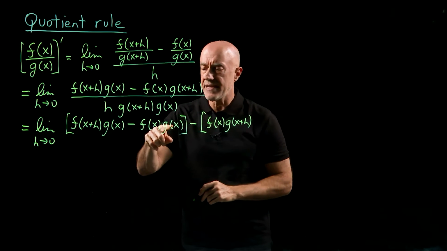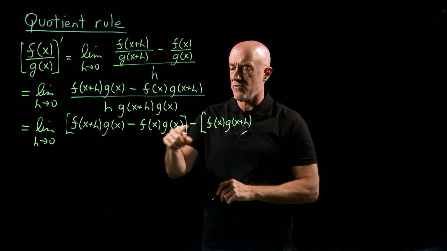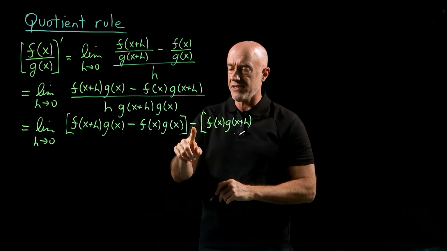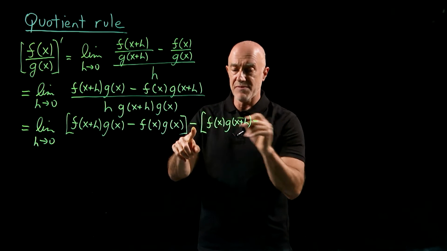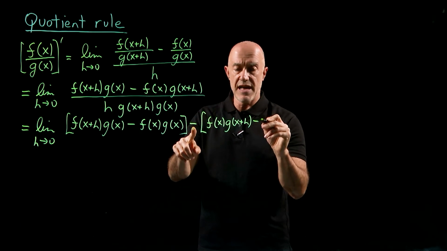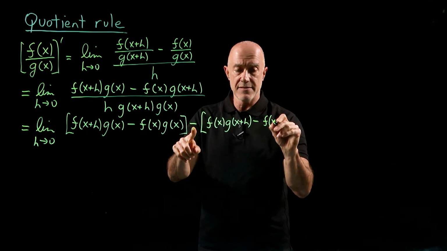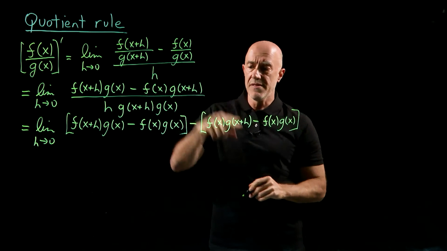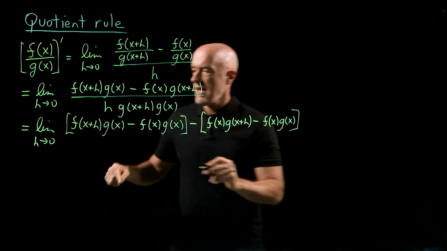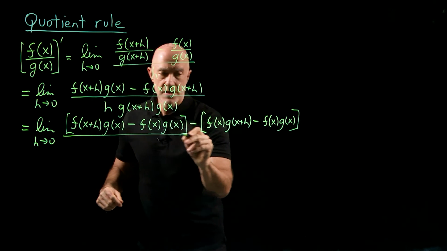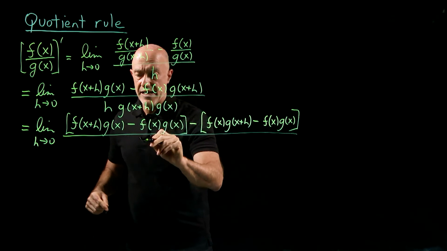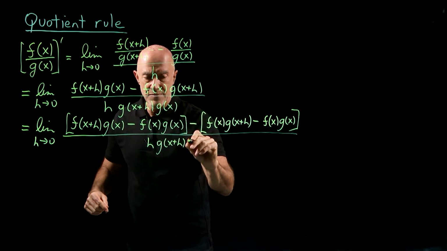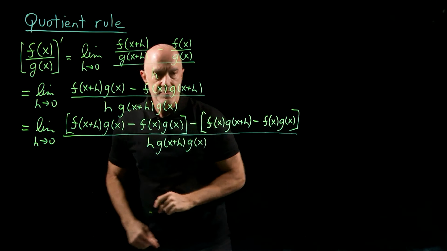And we subtracted f of x times g of x, so we need to add f of x times g of x. There's a minus sign here, so minus times minus is plus, so we can have a minus f of x times g of x. And that will be the second term. And then all of this is divided by h times g of x plus h times g of x.